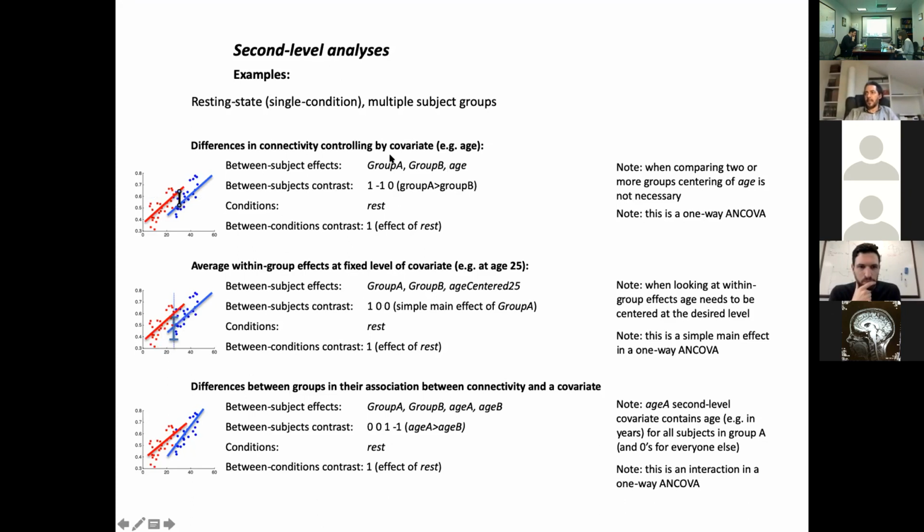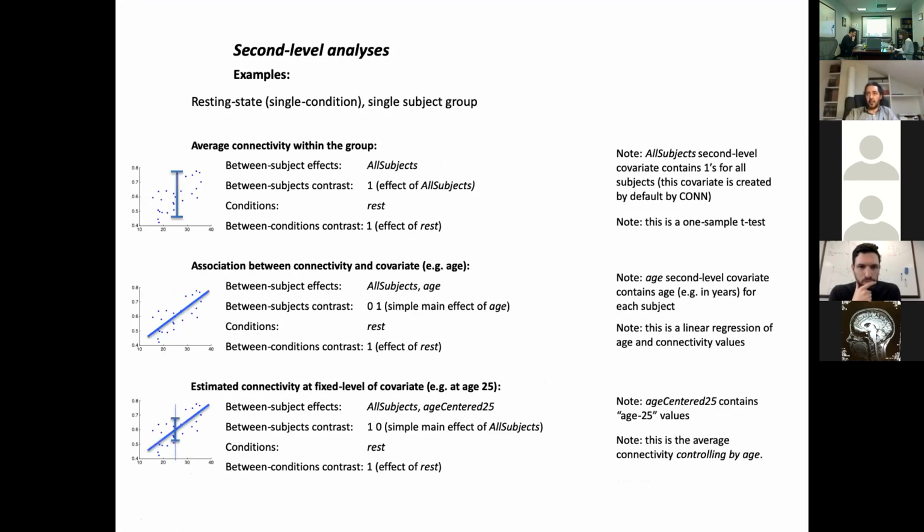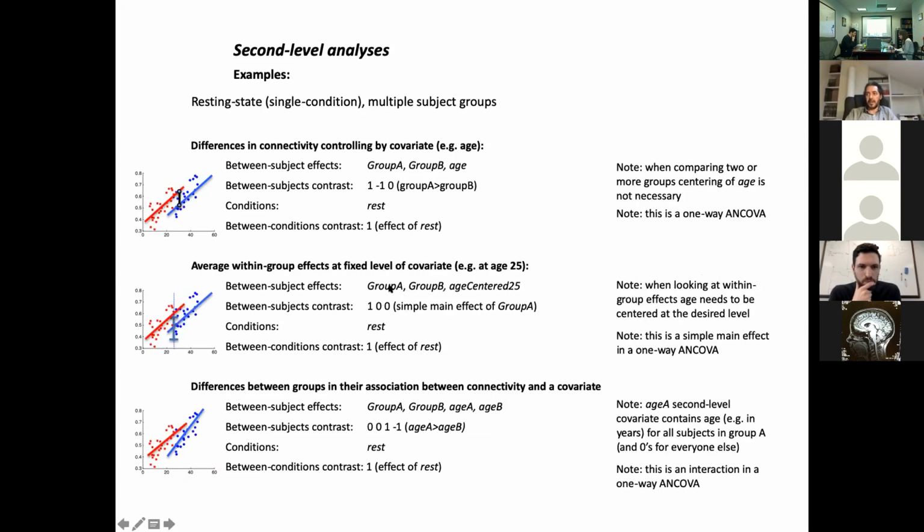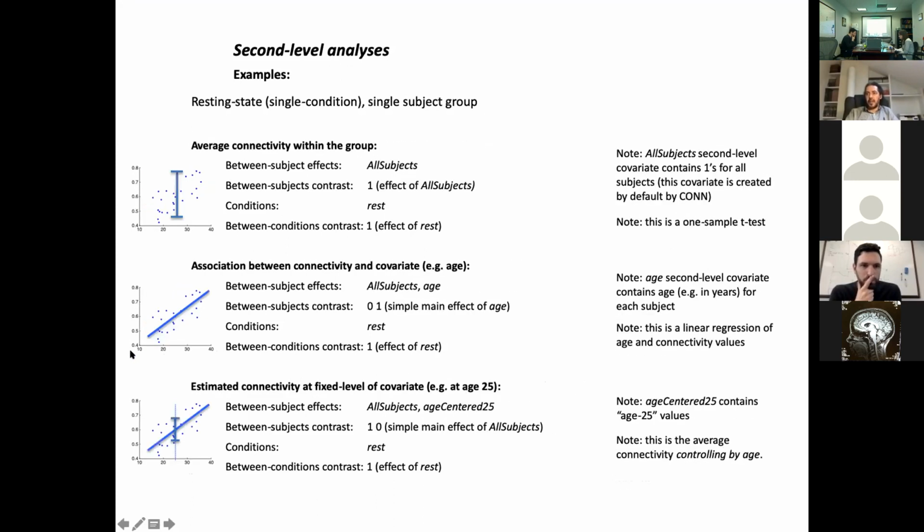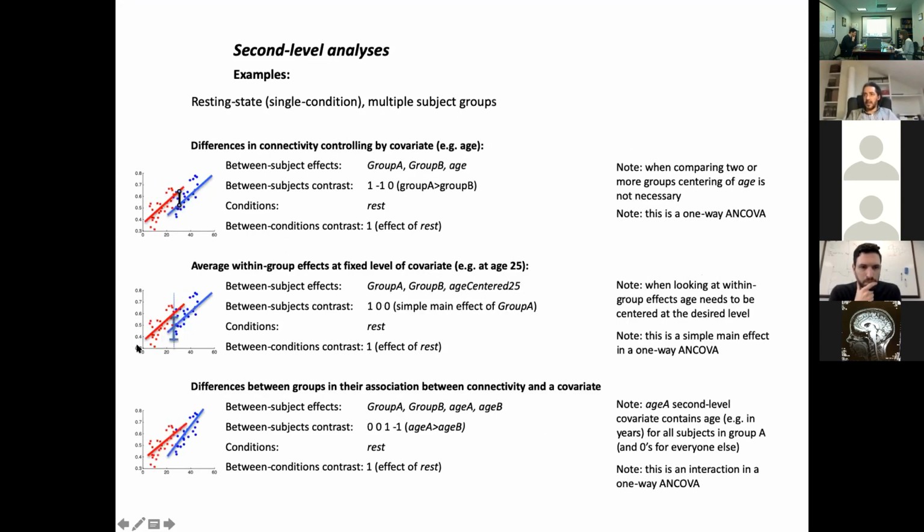And then group A and group B, in the same way that the all subjects effect before was capturing the y-intercept of this line, basically the height of this line when it intersects at the 0 level of the covariate. That is going to happen again here, but now you're going to have 2 y-intercepts. You're going to have a y-intercept for group A for these subjects.